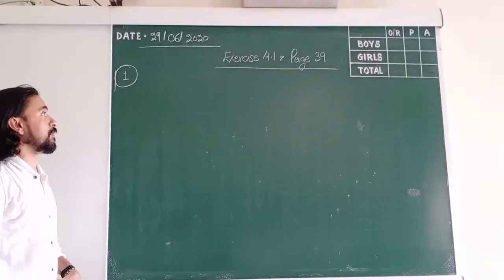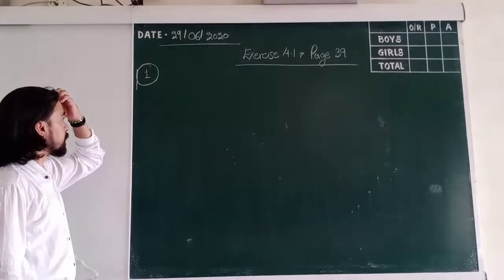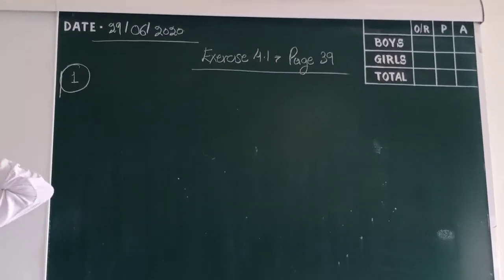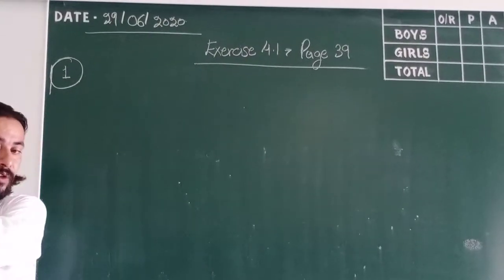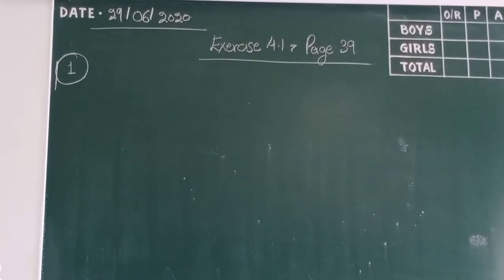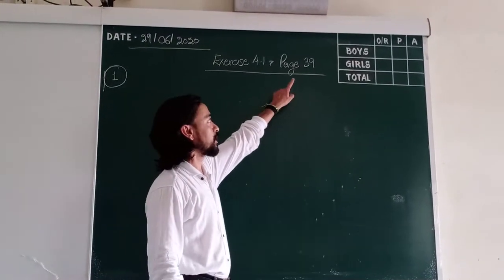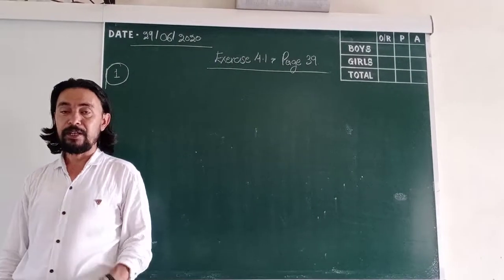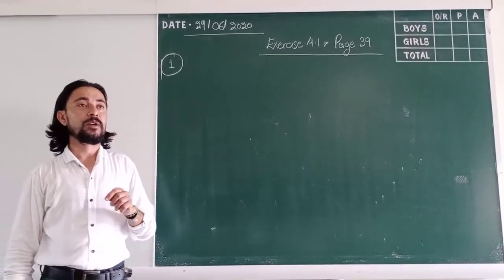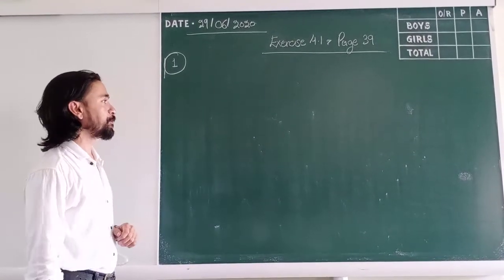Good morning, children, and we are continuing the online classes. And this is your work that we will be discussing for today. We are starting with the fresh and the first exercise of Playing with Numbers, exercise 4.1. It's given on page number 39. You must have your books in front of you while you are listening to my explanation.